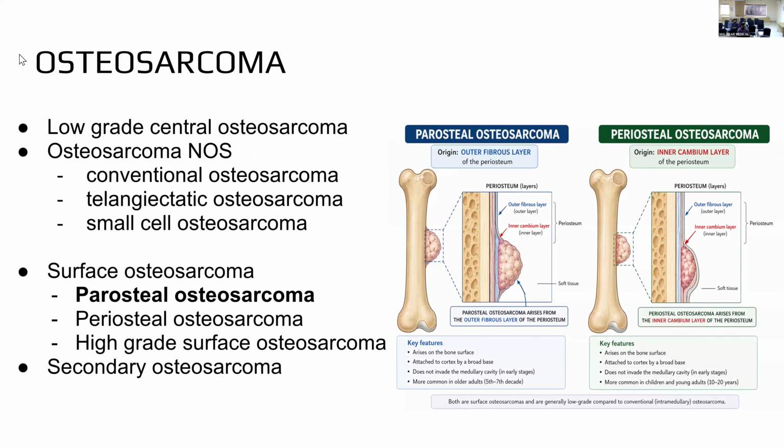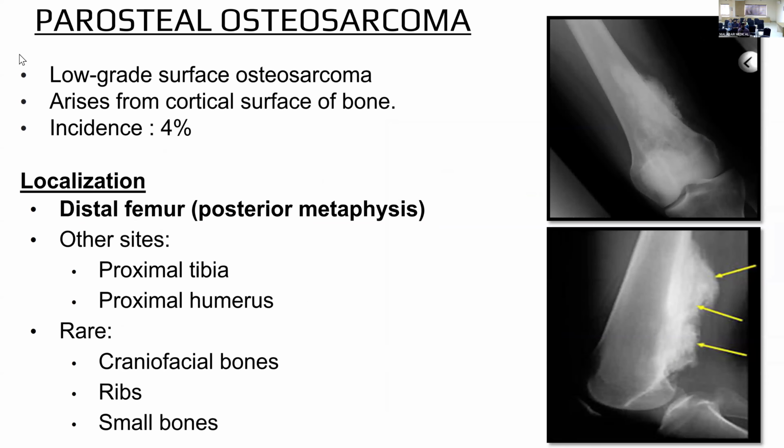So, the discussion part. This is the classification of osteosarcoma, and under surface osteosarcoma comes parosteal osteosarcoma. This diagram shows the difference in the origin of parosteal osteosarcoma and periosteal osteosarcoma. Here we can see the parosteal is arising from the outer fibrous layer of the periosteum, and the periosteal is arising from the inner cambium layer of the periosteum. Parosteal is a low-grade surface osteosarcoma arising from the cortical surface of bone.